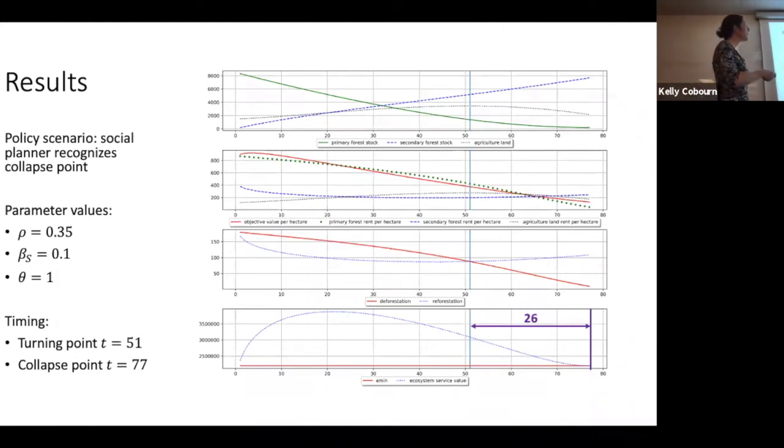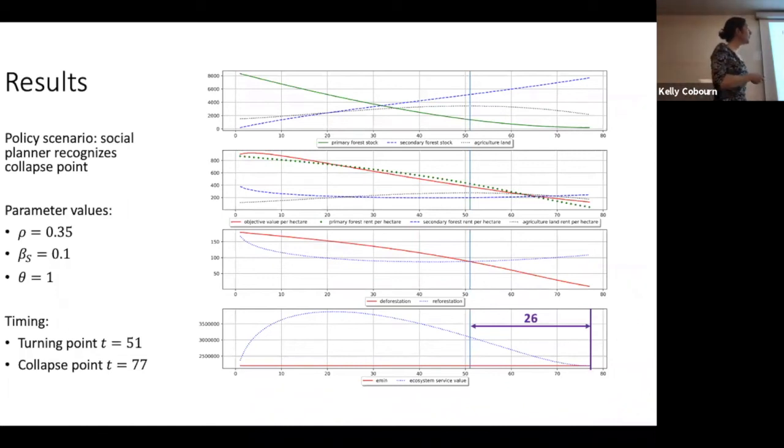So what you can see in this top panel is the primary forest land area, which is the solid green line. Land area in primary forest is decreasing over time, which is the horizontal axis. The secondary forest stock, which is the dashed blue line, is increasing over time. And then the dotted black line is land in agriculture, which initially increases and then decreases as we start to see a gain in net forested area.